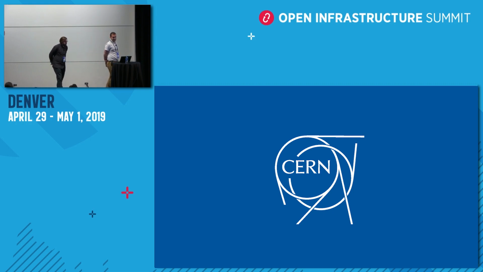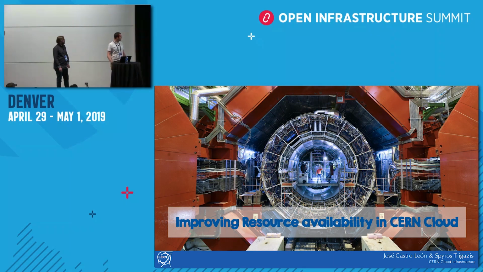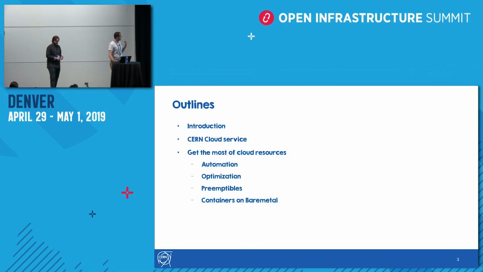My name is Jose Castroleon, and he is Spiros. Both of us work in the cloud team at CERN. Our talk is on how to improve resource availability at CERN, how we can get more and more resources available to our end users, and how we are going to get more performance to them.